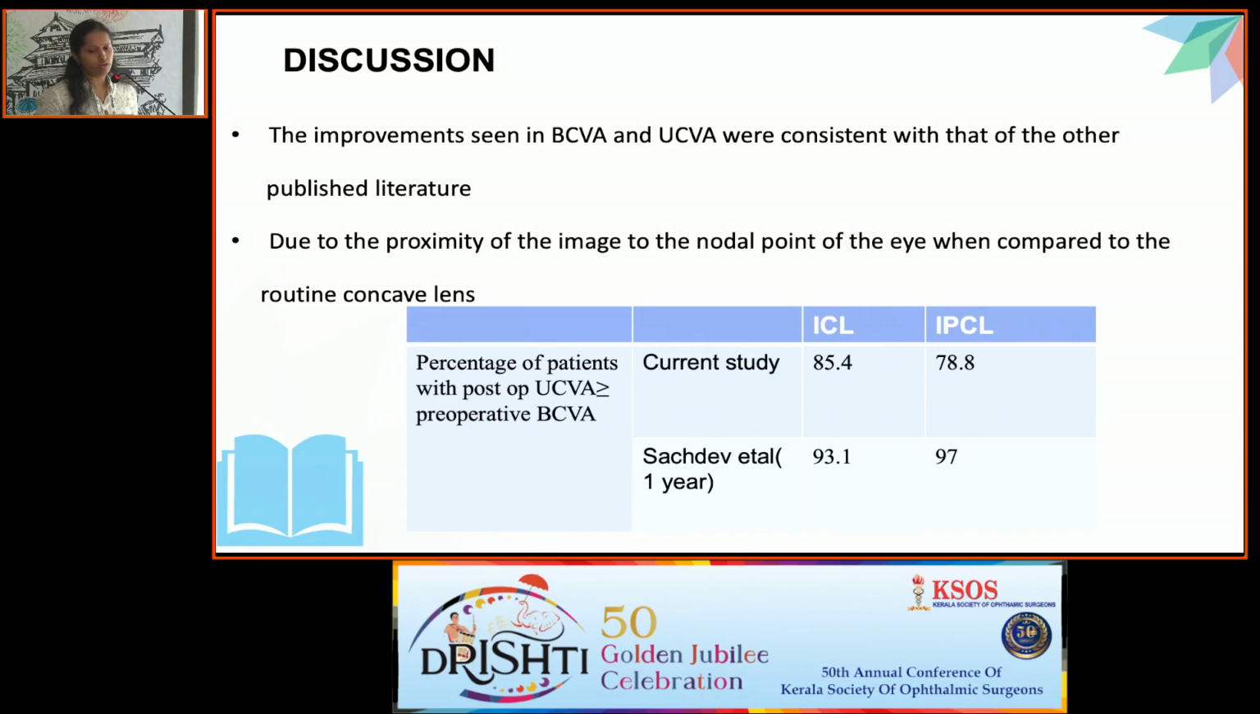The gain of lines in the postoperative uncorrected visual acuity compared to the preoperative best corrected visual acuity might be due to the fact that these phakic lenses cause image formation closer to the nodal point. Such a gain of lines was reported by Sachdev et al. in their study also.